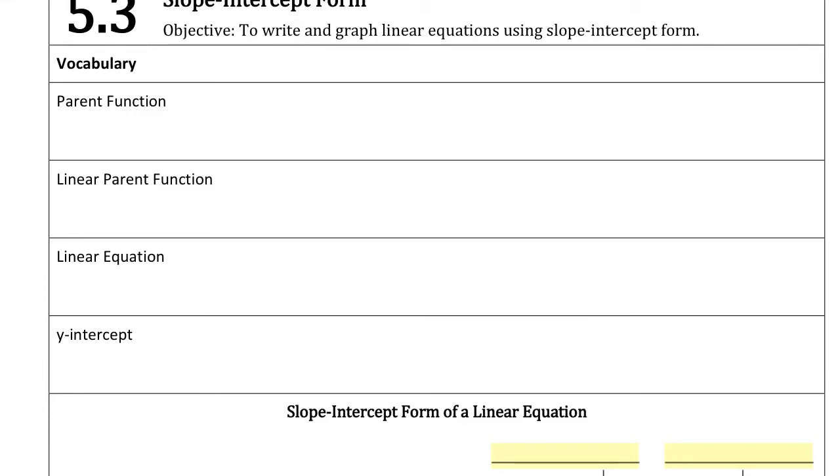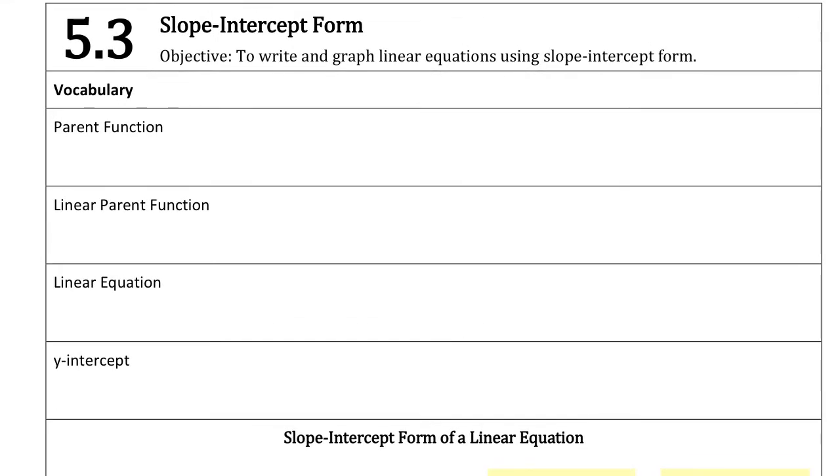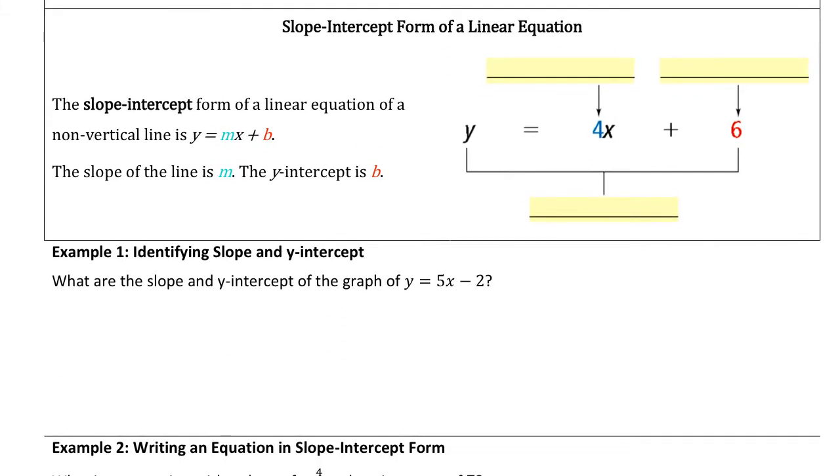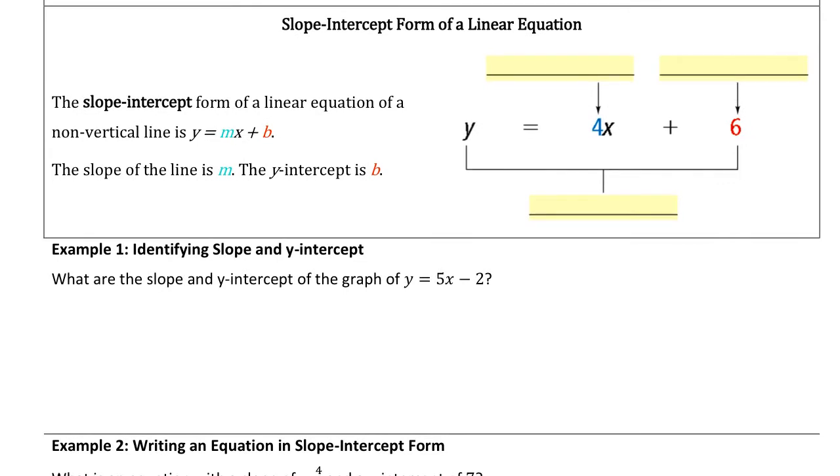Okay, 5.3, slope-intercept form. So we're going to take the concept of slope and apply it to graphing lines, writing equations and graphing lines. So the vocabulary should kind of help with some of the language around slope-intercept form. We are going to talk about the parts of it and what they mean. So slope-intercept form has a few different parts, okay?